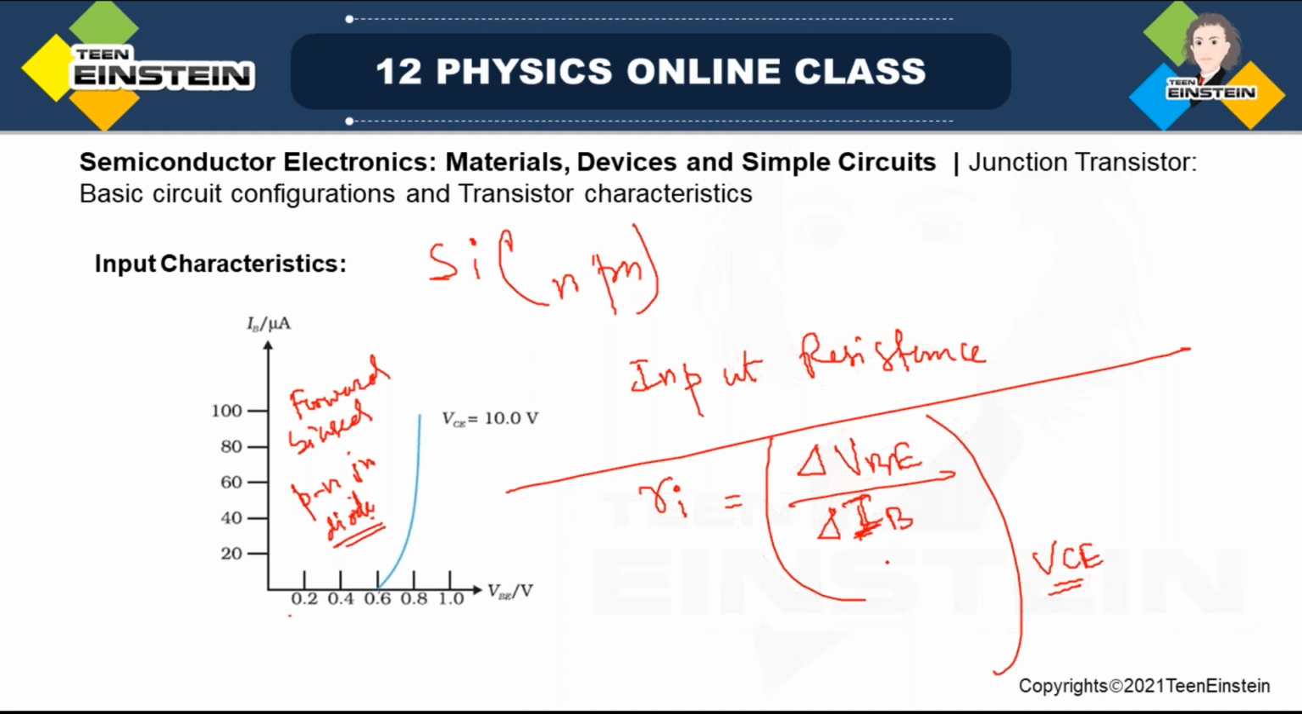So input resistance is called dynamic resistance. And input resistance can be of some hundreds of ohms. Input resistance can be of some hundreds of ohms.